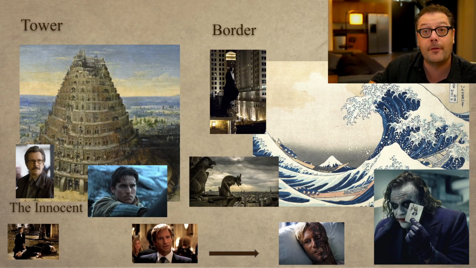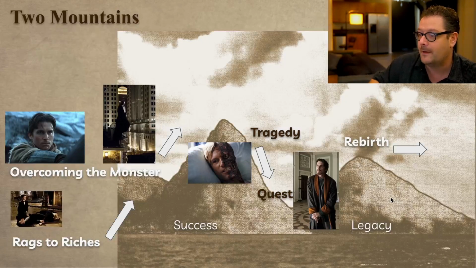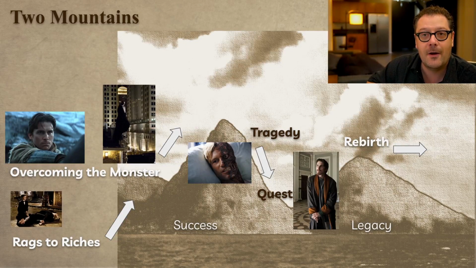So by the time you get to the third movie, they've defeated chaos, they've defeated the Joker, but now they've become tyrannical order. They've become the Tower of Babel. So it's very fascinating to me. You could actually plot the Batman series on top of my two mountains system.